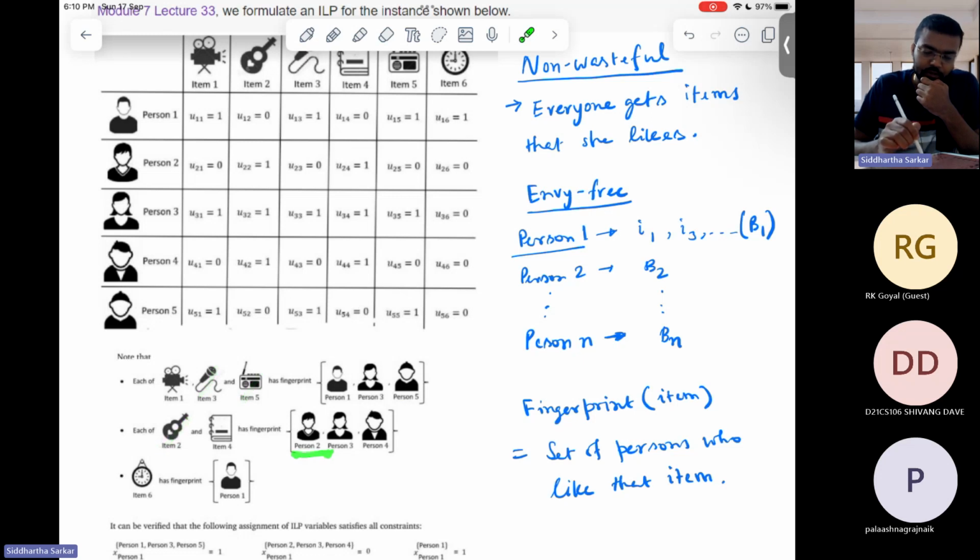So the guitar is liked by person 2, 3, and 4. Is that so? 2, 3, and 4. These 3 entries are 1 in this column. So that is correct. Similarly, for the clock, only person 1 likes the clock, and everybody else assigns 0 value. So basically, everybody else has no utility for the clock. They don't want the clock. Okay. So this was some notation.